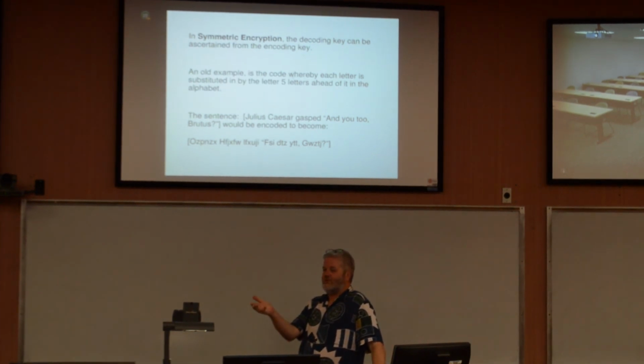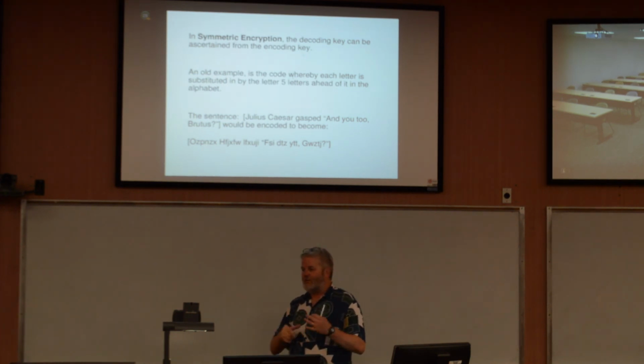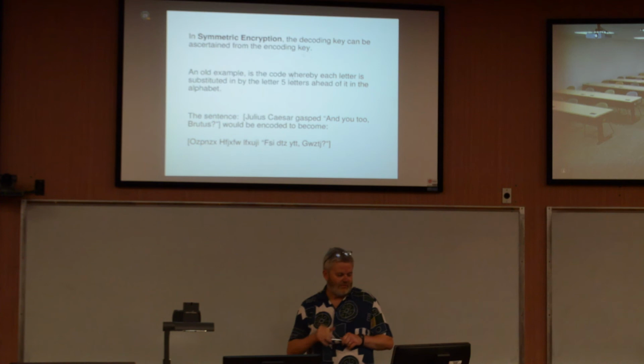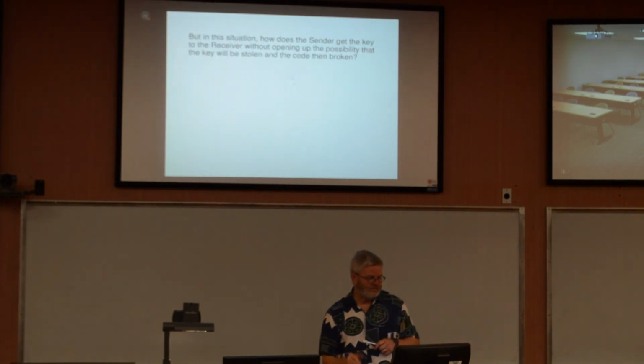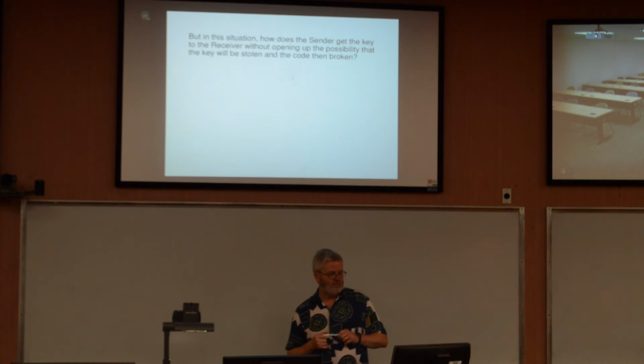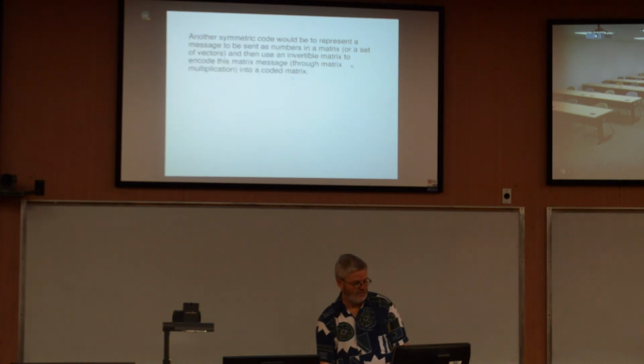Every morning in Las Cruces, when I was a grad student, they had a crypto quip, where every letter was replaced by a totally different letter, and you can visually figure out what the vowels are, and you can figure out what the words are. So that's not very secure. In this situation, how does the sender get the key to the receiver without opening up the possibility that the key be stolen and the code then be broken?